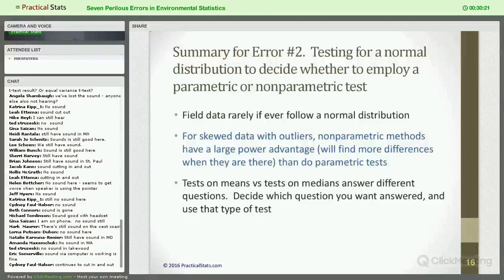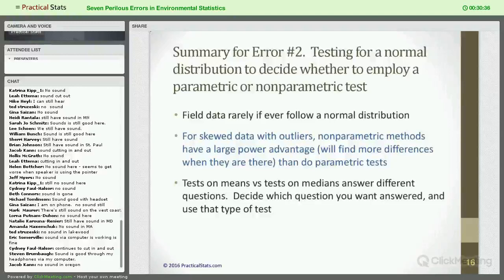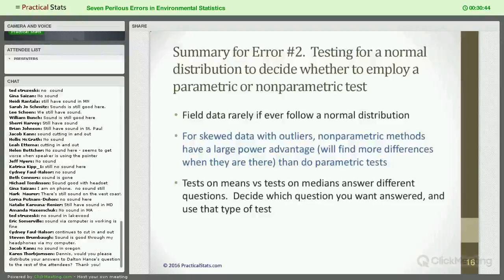So, just to summarize for the second error, field data rarely ever follow a normal distribution. If you have skewed data with outliers, non-parametric methods have a large power advantage, and they answer the questions that, at least in my experience, most people ask, questions about frequency. But if you are interested in means, then use a permutation test. And don't decide on what type of test to use based on the shape of your observed data. Decide what question you want to answer, and then go ahead and use the test that answers that question.